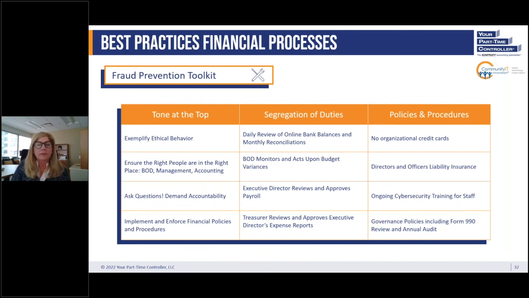So here we have a fraud prevention toolkit for you. And this is not just cybersecurity, but sort of all of fraud prevention. These are the three areas that you can focus on to reduce risk. As we said, one of the most important tools in your toolkit is that healthy dose of professional skepticism. Make sure you are asking questions and demanding accountability. If something doesn't seem right, keep asking questions until you really understand.